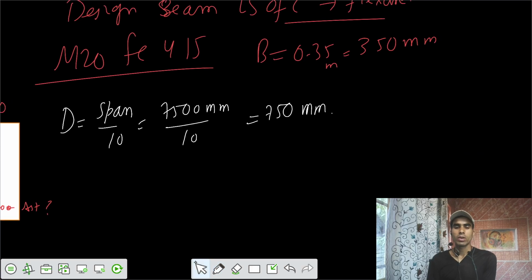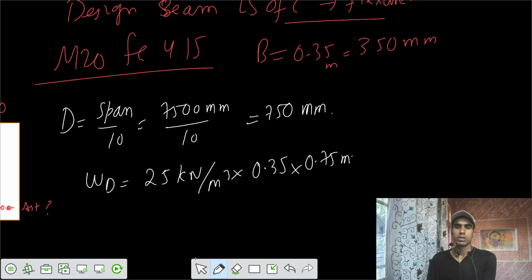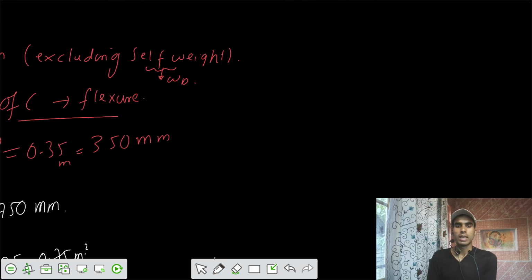If I calculate the dead load corresponding to that, w dead would be 25 kilonewton per meter cube times b times D, 0.35 into 0.75 meter square. That is 25 into 0.35 into 0.75, which is 6.56 kilonewton per meter. This is your dead load.